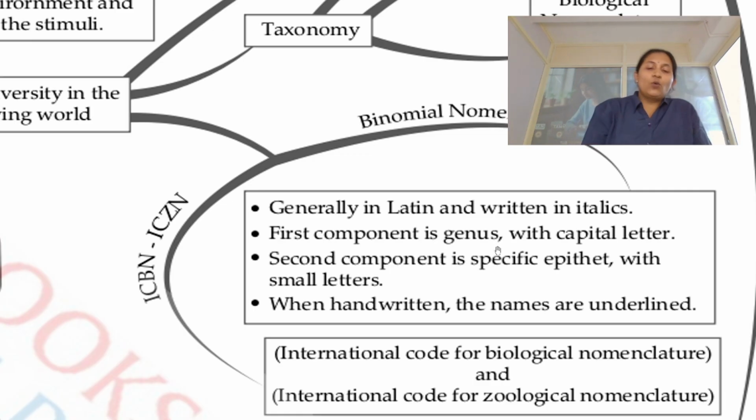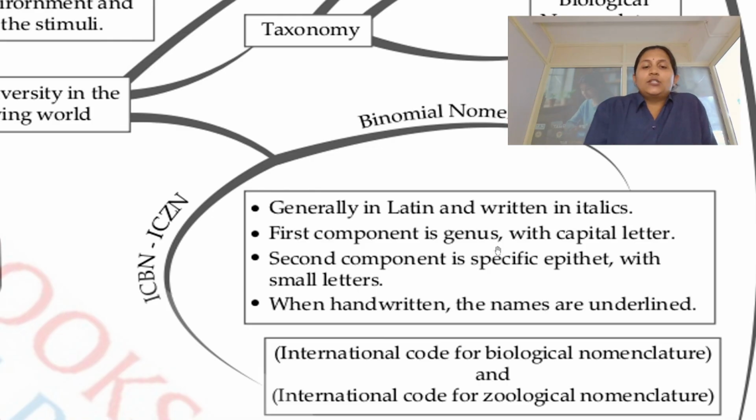When handwritten, for example when we write Homo sapiens with a pen on paper, we are supposed to underline each word separately. Homo has to be underlined and sapiens has to be underlined. The capital letter and small letter rules remain the same regardless of whether it is typed or written. Only when it is typed does it have to be in italics. When written, it is in your normal handwriting: H capital, S small, Homo underlined, sapiens underlined. So these are the entire rules of binomial nomenclature.